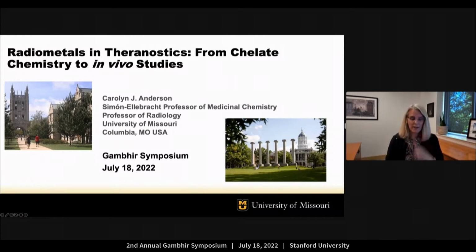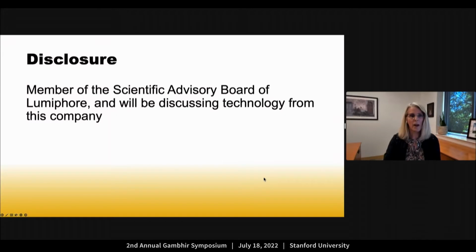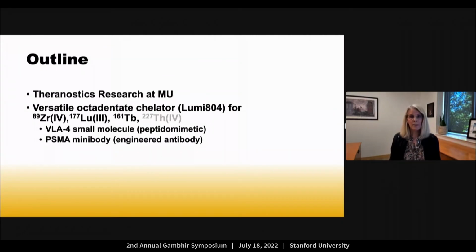And so in the vein of my talk, I'm going to focus on a collaboration I have with a company, and I am a member of their scientific advisory board. This is Lumiphore, because I am also involved with one of the companies Sam founded called Early. So I'm really excited about that as well. But today I'm going to talk about some of the work we just started at the University of Missouri and working with Lumiphore.